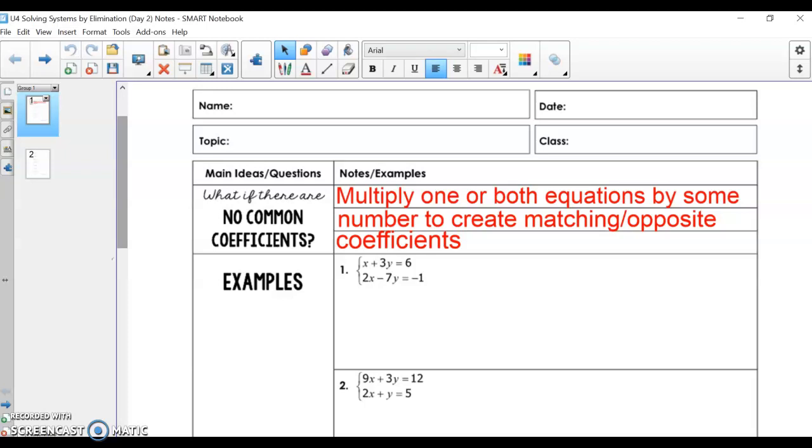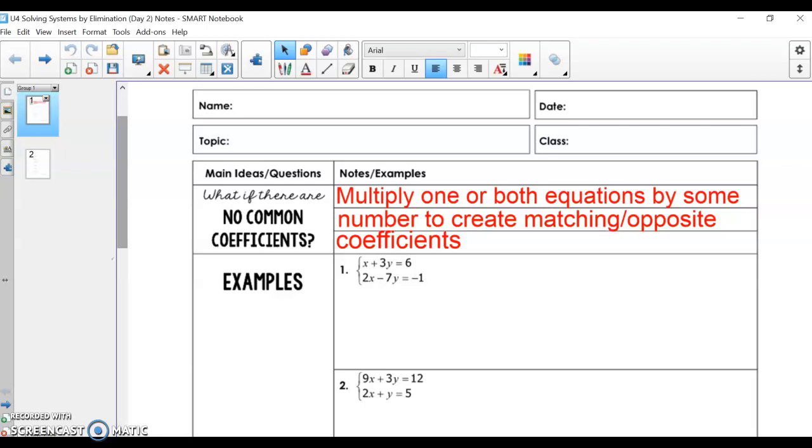I'm just going to go over the last piece of elimination. So this is elimination day 2, as you will see it on our plan for Unit 4. This is going to be video part 3 of elimination because it's just another way it might be presented to you.